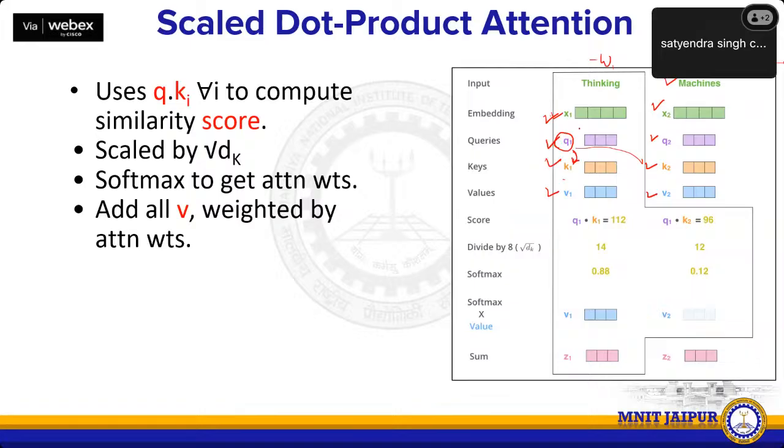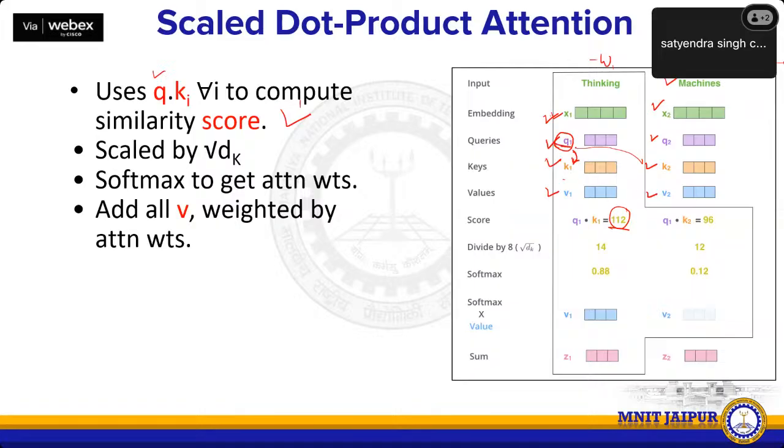So the query corresponding to word 1 is used to calculate the similarity score with the key of word 1, word 2, and so on. So how is it done? First, a similarity score is calculated, which is nothing but the dot product of query and key, which, for example purposes, is shown as 1, 1, 2, 2.